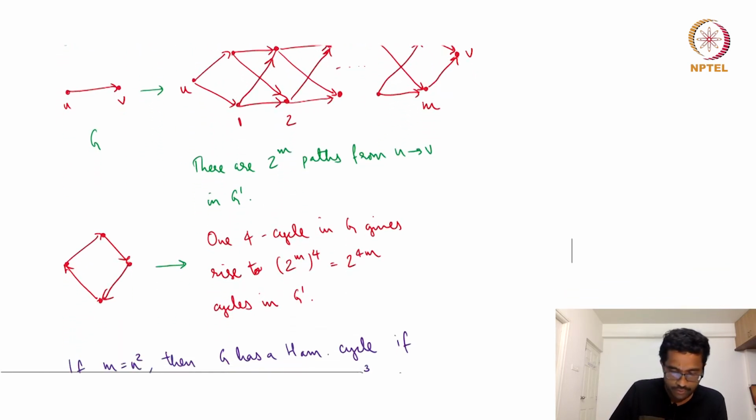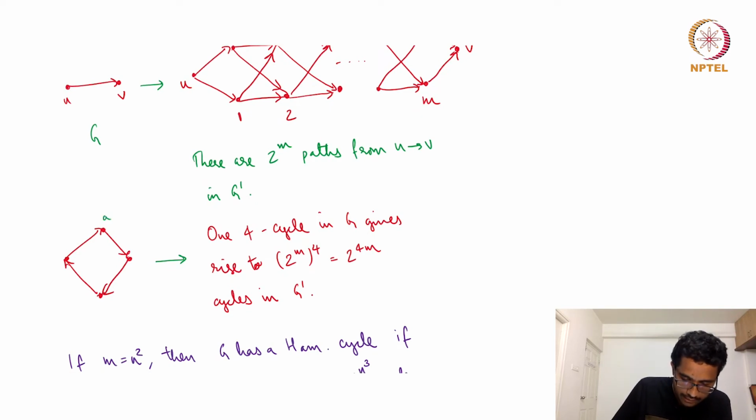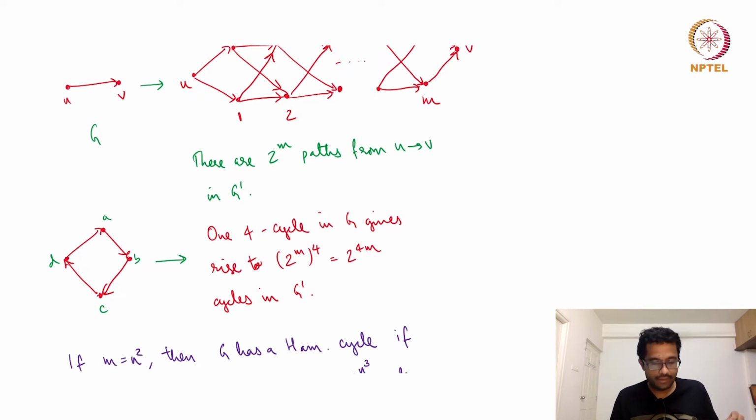And now suppose you have a cycle A, B, C, D in G, a 4 cycle. How many cycles does it correspond to in G prime? Well, the edge AB will be replaced by a similar crisscross network. So there will be 2 power m paths from A to B, 2 power m paths from B to C, 2 power m from C to D, and 2 power m from D to A. So there will be 2 power m paths for each edge, right?